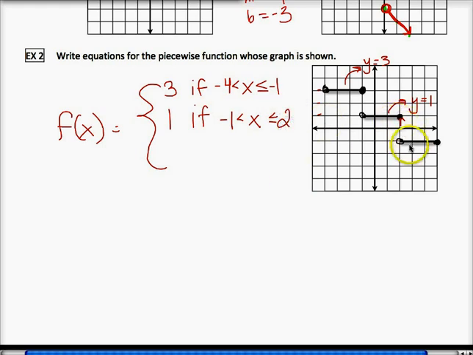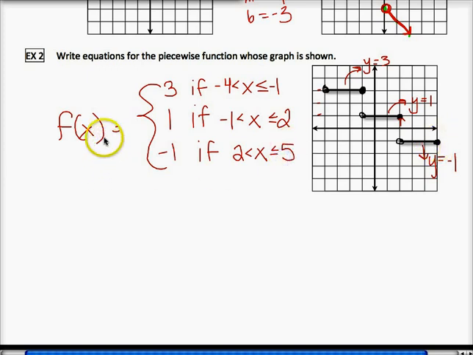And then finally, step down again to my last piece. The y value here is below the axis. It's -1. So f of x equals -1. My restriction, again, open circle on the left, closed circle on the right. The x value on the open circle is 2. The x value on the closed circle over here is 5.